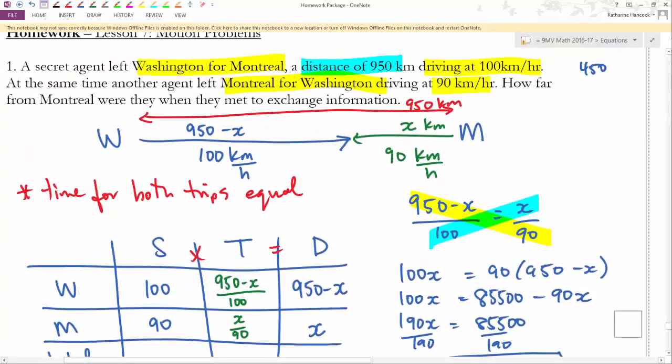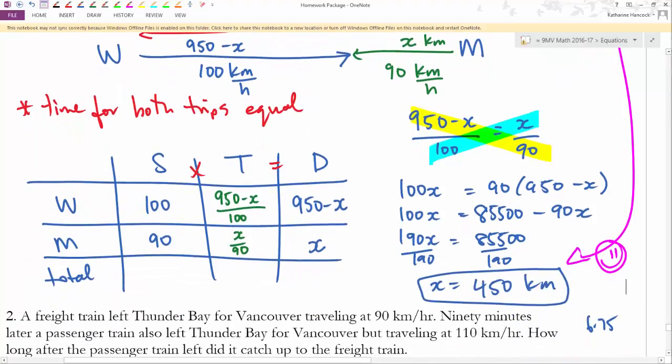I got the 450. I'd written down the answer that Miss Fioroni had up here. That's the same as me. So it looks like I got that one right.